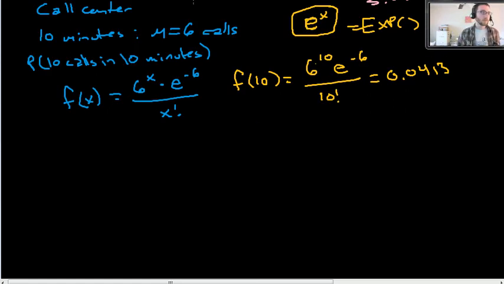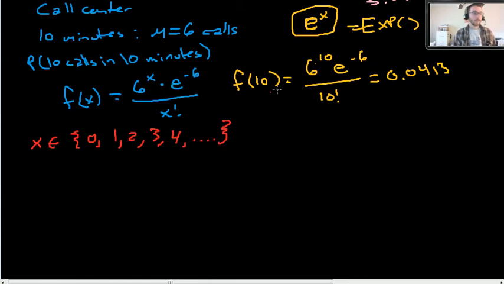What about some interesting stuff? Well, in this case, the values that x can take are unbounded above, right? So we could get 0 calls, or 1 call, or 2 calls, or 3 calls, or 4 calls, et cetera, et cetera. 10, 20, 30, who knows? It gets very improbable as you get higher, but it's not impossible. It's just a vanishingly small probability.